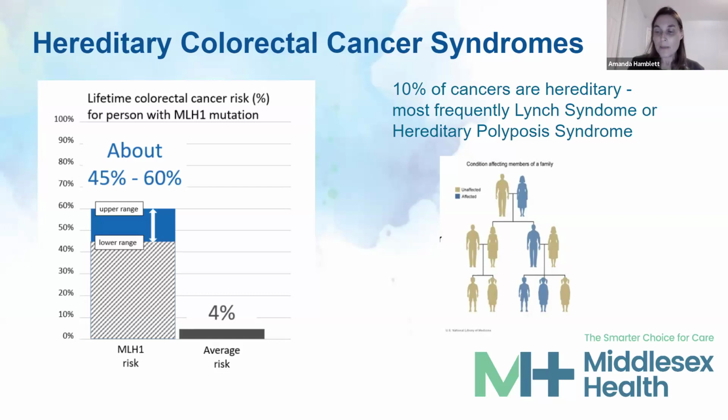So one type of hereditary colon cancer is called Lynch syndrome. There are many types of hereditary colon cancer. Lynch syndrome is the most common. And as you can see on the left-hand side of this slide, individuals with Lynch syndrome actually have a lifetime risk for colorectal cancer of between 45 and 60%. So obviously much higher than that average risk of 4%.